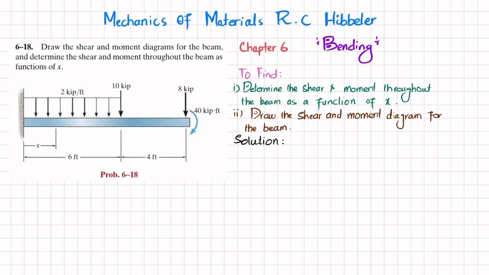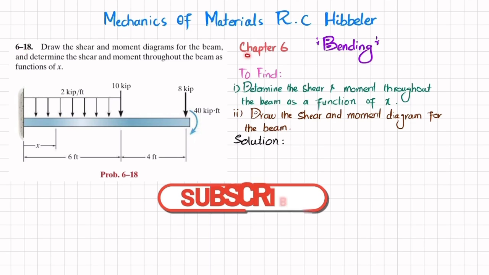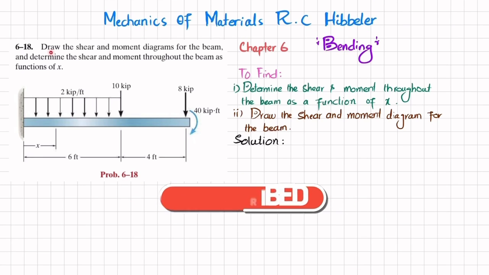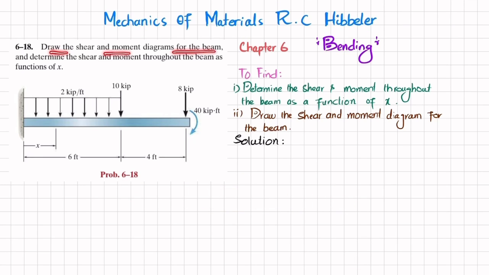Welcome back. Problem 6-18. This problem is taken from chapter number 6, that is bending, and the book name is Mechanics of Materials by R.C. Hibbeler. The statement is: draw the shear and moment diagram for the beam and determine the shear and moment throughout the beam as a function of x.